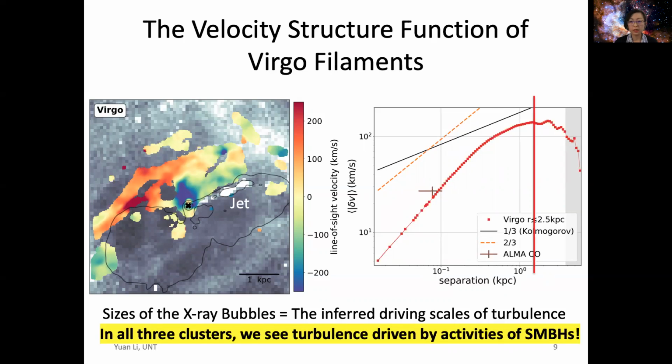So the results tell us a lot about how black hole feedback energy is coupled to the surrounding gas. It also demonstrates that we can use cold gas as a tracer of the hot plasma to study things that cannot be done with X-ray observations.